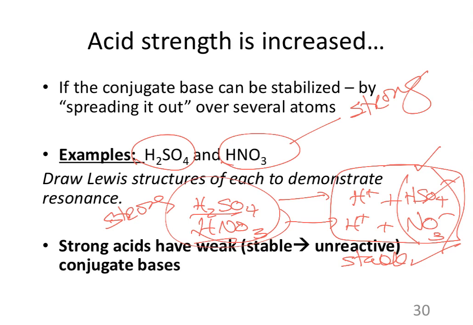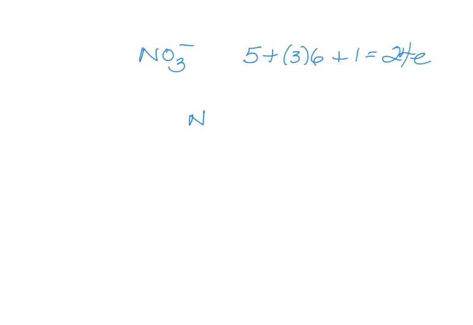Turns out they both have resonance. So let's see if you can draw a Lewis dot structure for HSO4 and nitrate. See if you can identify where the resonance is. So if you think you can do that, go ahead and turn off the video for a minute and try to do it yourself. So I'm going to go ahead and draw the Lewis dot structures out.